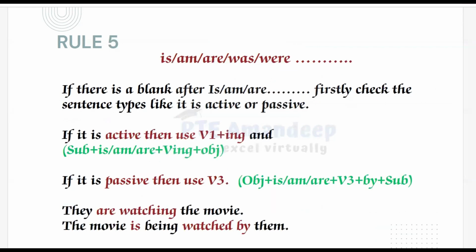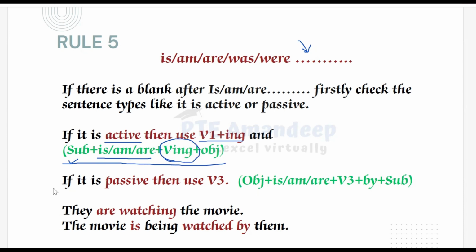Next, rule number 5 says, if before the blank the words like is, am, are, was, were are written, then what will be fitted in the blank? It gets divided into two parts. If the tense is active, then what will come? Verb plus ing form. Here is the structure of active: any subject is given and the words is, am, are are written. So what will come? Verb ing form, right?